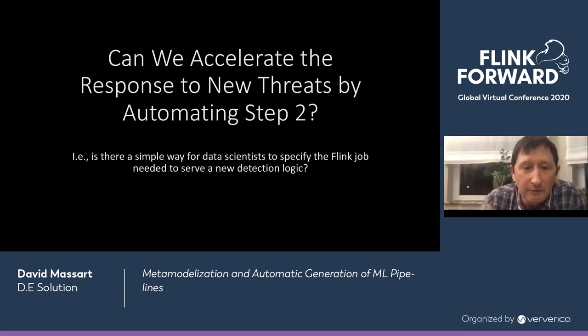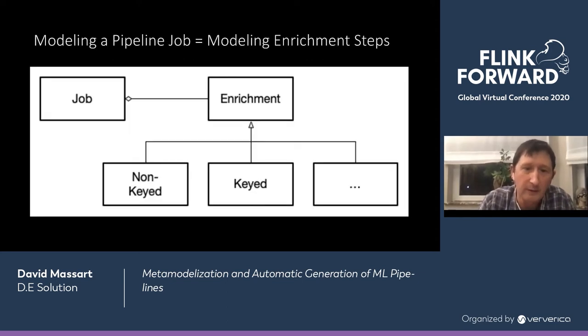So if I rephrase the question, what we want to see is whether there is a simple way for data scientists to specify the Flink job needed to serve a new detection logic, knowing that they have all the information because they know what the enrichments are, since that's the new data they use to retrain their models or to define new rules. So they know what they need. Is there a way they can just specify this information and we can generate the Flink job for them? It can be generated automatically, and so we accelerate the deployment of that new logic.